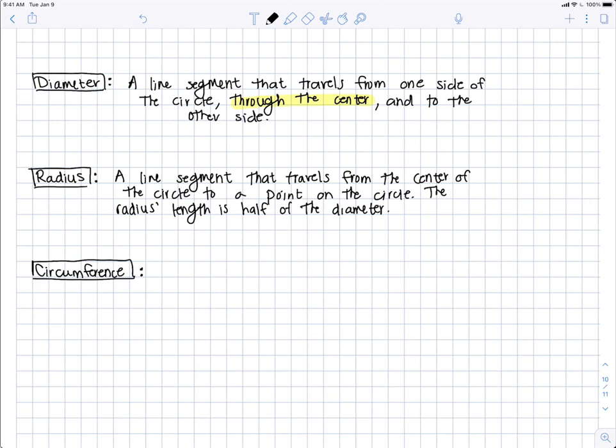All right, one final term for you here. Circumference, we say, is the distance, or I guess you could say, or length, around a circle.